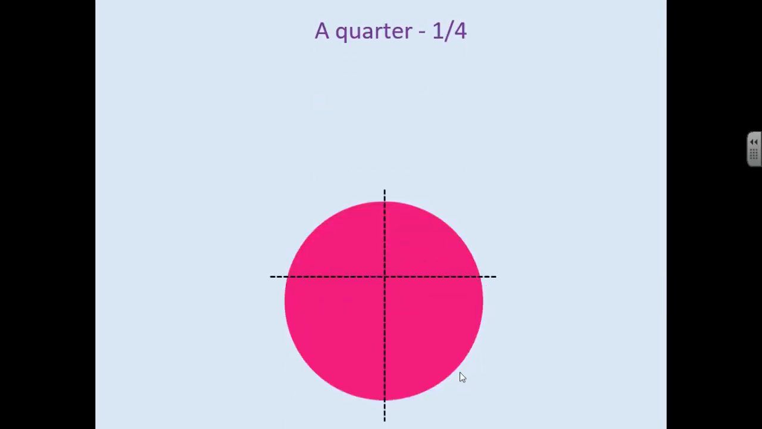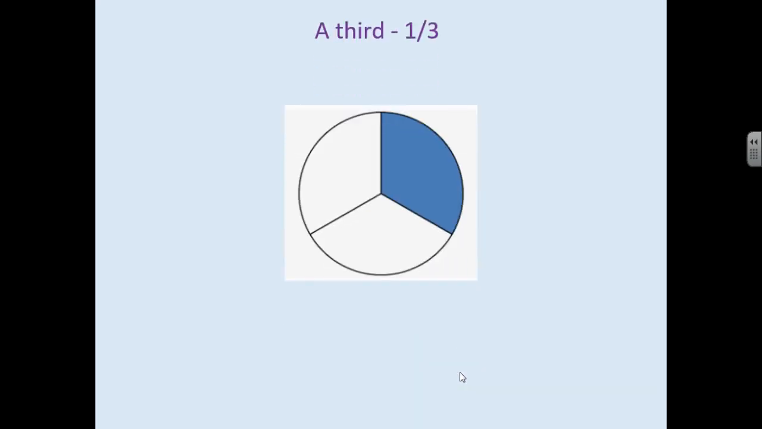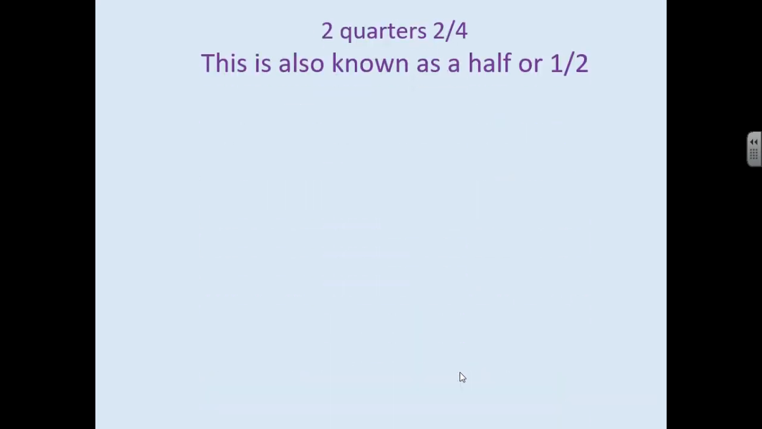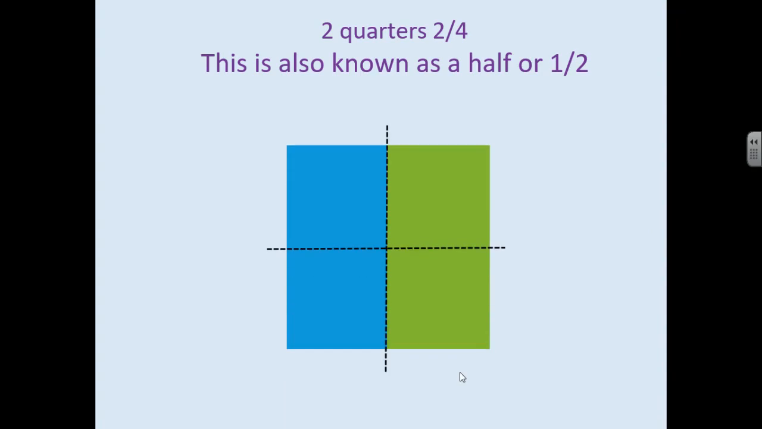Right, let's recap before we look at finding 3/4. Let's see what we have learnt so far, or what we know so far. So this is what one whole looks like, a half, a quarter, a third, 2/4. This is also known as a half, or it is equivalent to a half.